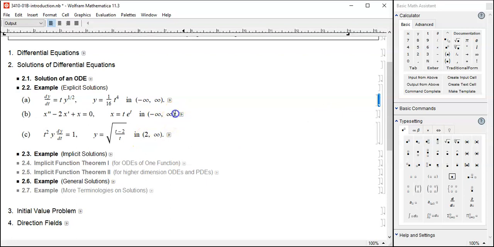How about the next example here? Well, we want to find out x prime, x double prime first, and then plug those in, and let's see, what's x?